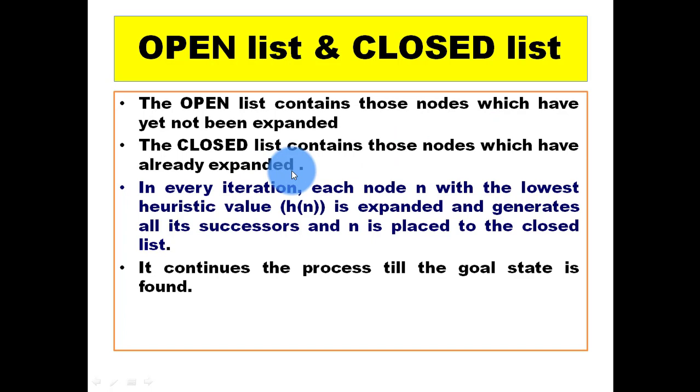So in every iteration, the node n with the lowest heuristic value Hn is expanded, and it generates all its successors, and then n will be placed in the closed list. First n will be in the open list. Say the open list contains n1, n2, n, and n has the lowest heuristic value, so we pick n and expand it, generate its successors, then n will be placed in the closed list. Got it? And it continues this process until we find the goal. So open list and closed list, clear to you?